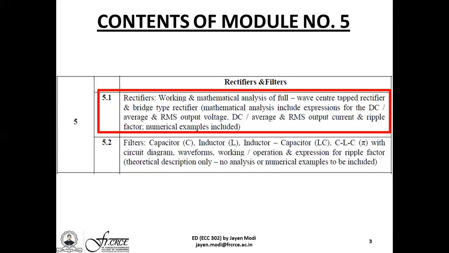For today's video lecture session, we shall be focusing on the second type, that is the bridge type rectifier circuit. And just as we did in the previous case, we will be studying its construction, circuit diagram, operation, and once again going through the detailed mathematical analysis for derivation of the output voltage, which includes both DC and RMS, the output current, which again includes DC as well as RMS, and finally the ripple factor. We'll be covering the second unit 5.2 later on.